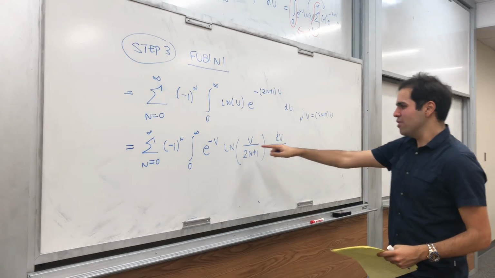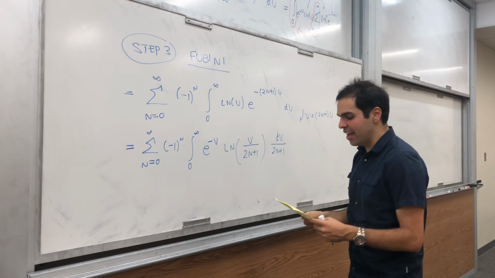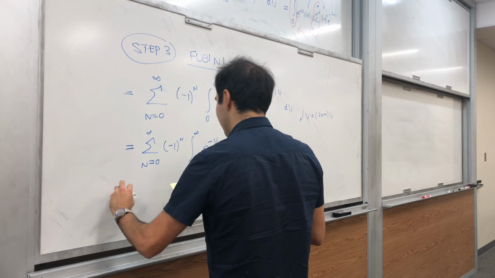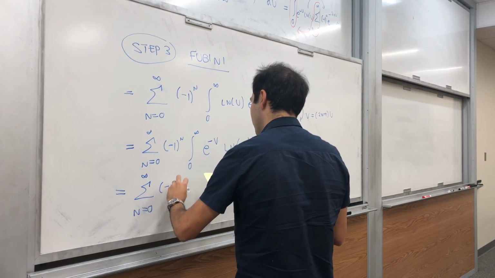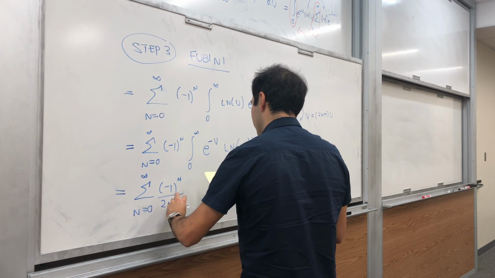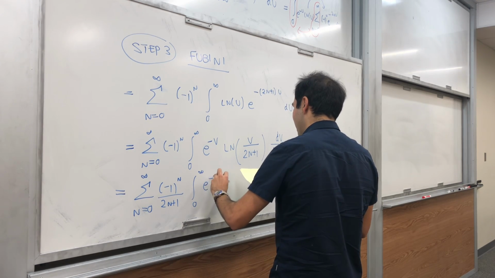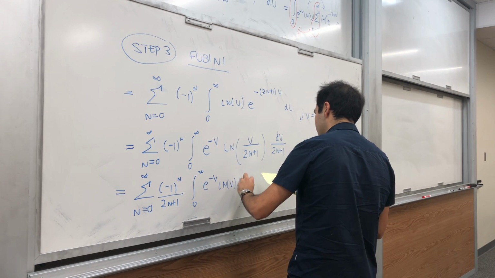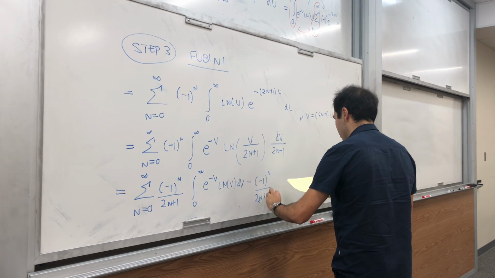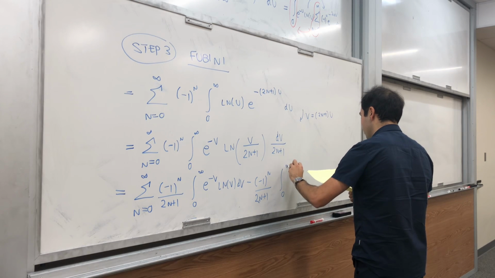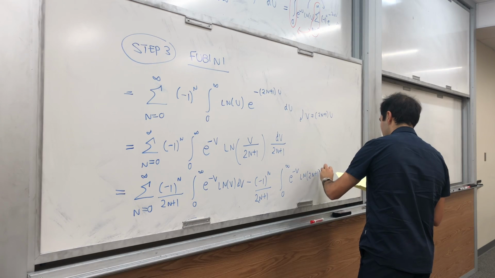Anyway, and then, of course, you see ln of a quotient, so let's just use ln of v minus ln of 2n plus 1. So that's the sum from n from 0 to infinity of minus 1 to the n over 2n plus 1, integral from 0 to infinity e to the minus v ln of v dv, minus the sum of minus 1 to the n over 2n plus 1, integral from 0 to infinity of e to the minus v ln of (2n plus 1) dv.